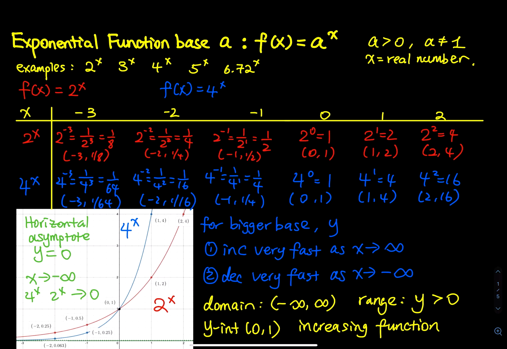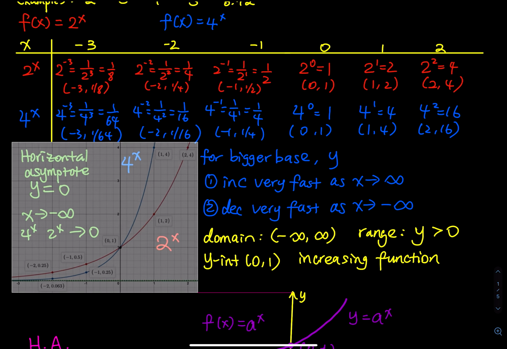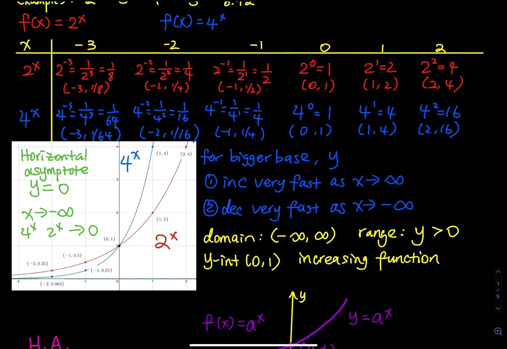All right, so you plot these points, and then you connect the points, and you will see two curves. I have the curves right over here. The blue one is for 4 to the x, and the red one is for 2 to the x. Now, what do you see here? The first thing I see is, for the bigger base, 4 to the x, as x increases, the function increases really fast. Do you see that once x is greater than 0, the function 4 to the x goes up much faster compared to 2 to the x?